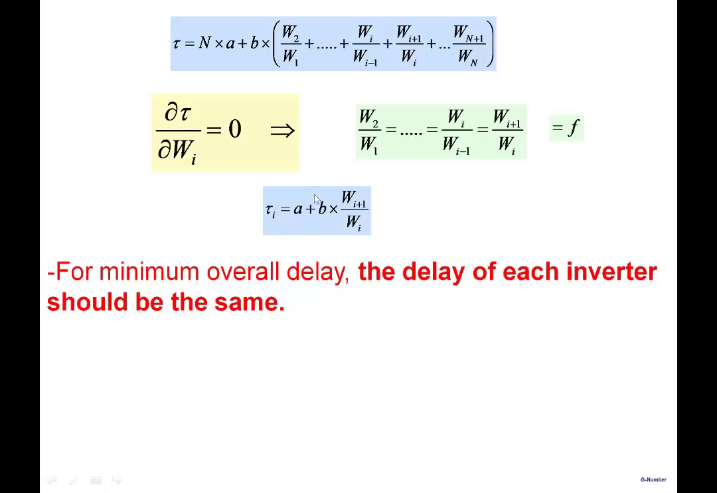Each inverter's delay is the same. So you distribute the burden. The burden of driving that large capacitive load at the end, you distribute the burden over all of them equally. And each one shares that particular burden. And the minimum delay that you end up with is, obviously, N times A plus B times F here. So how do we find this F?